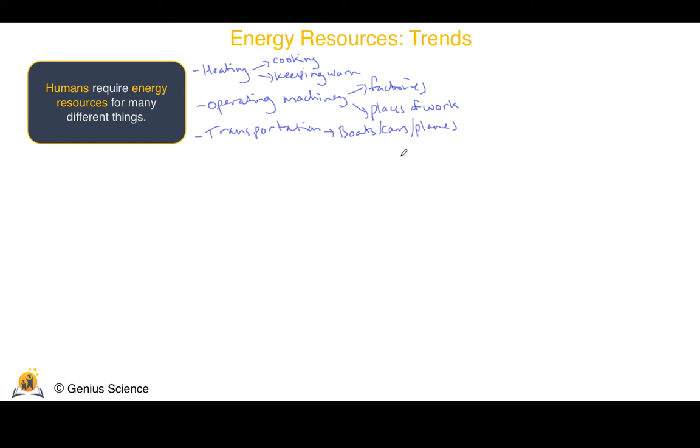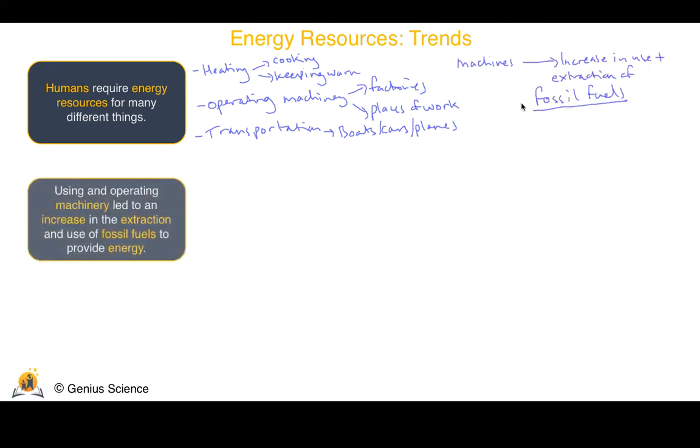The Industrial Revolution led to rapid advances in transport and automation in production. Humans using machines could manufacture products or harvest crops at a much faster rate than just humans with basic tools. Using and operating machinery led to an increase in the extraction and use of fossil fuels to provide energy. The 20th century saw electricity become the primary way of transferring energy.